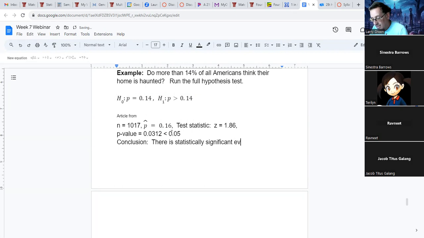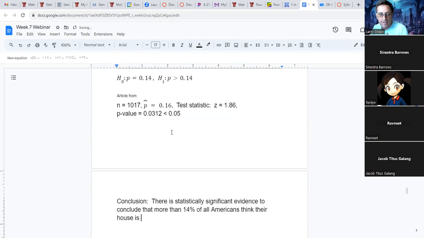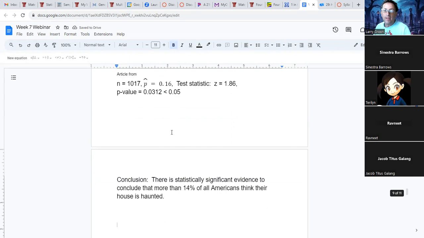Evidence to conclude that more than 14% of all Americans think their house is haunted. Any questions at all on this example?